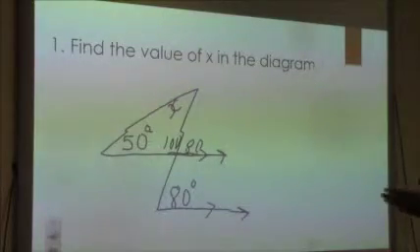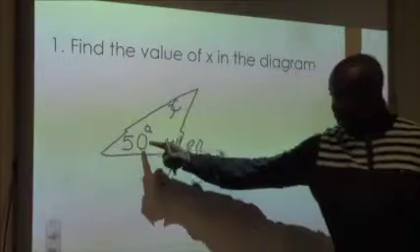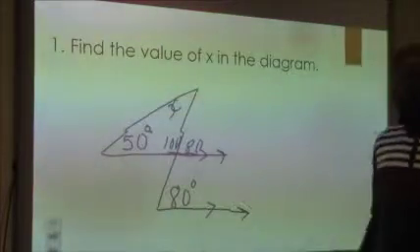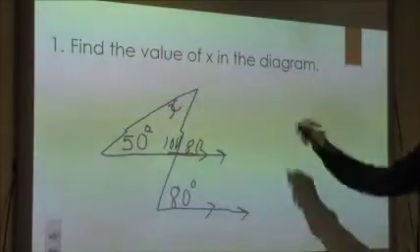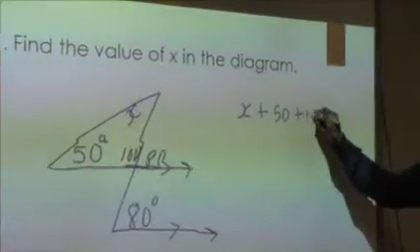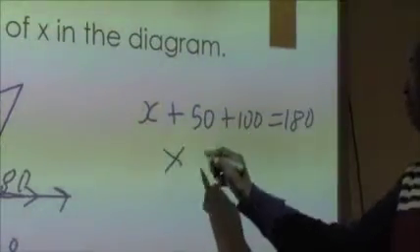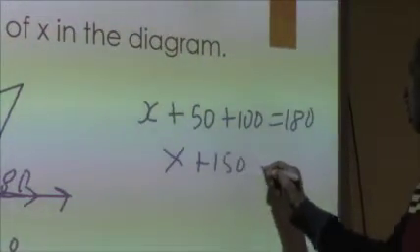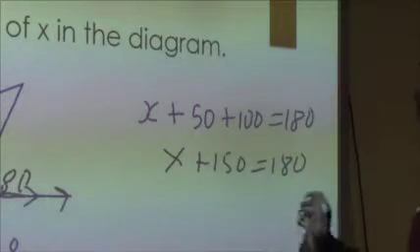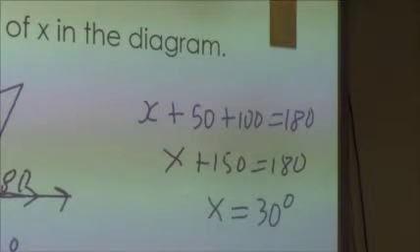Now we have a triangle over here. Since we have a triangle, we know that the sum of the interior angles of a triangle is 180 degrees. So we're going to do x plus 50 plus 100 equals 180. We have x, and 50 plus 100 is 150, equals 180. We subtract 150 from each side. We'll have x equal to what? 30 degrees. Some of these things you didn't really have to lay out, but that's how we find the measure of angle x.